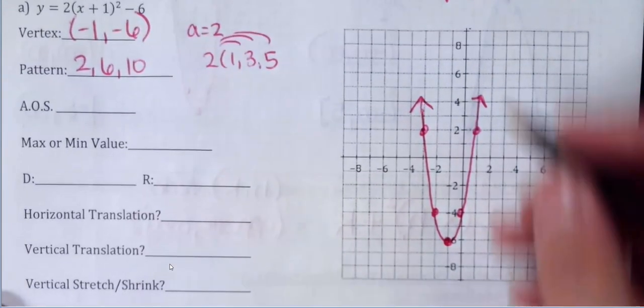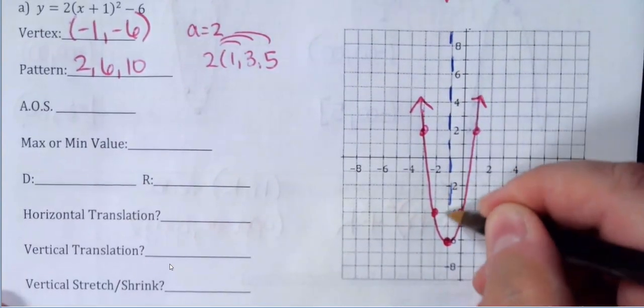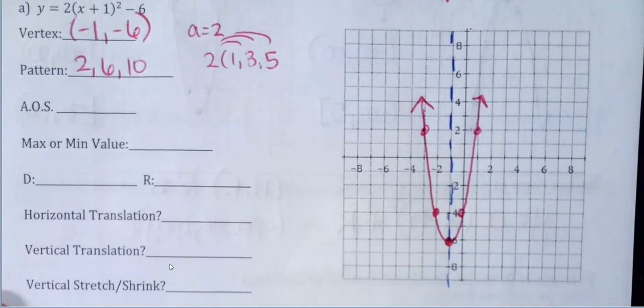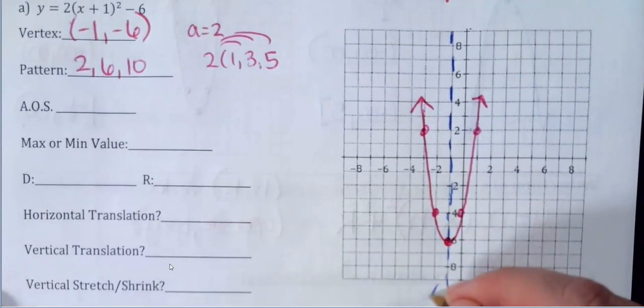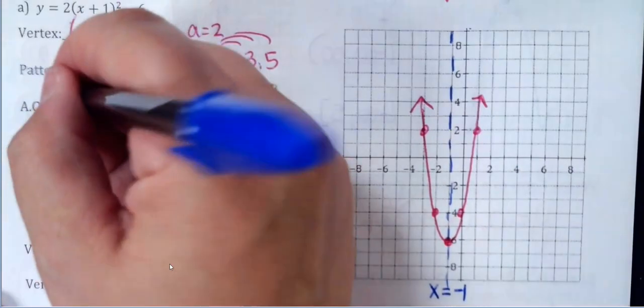Now, axis of symmetry, you don't have to draw it in, but I'm going to draw it in on my paper here real quick. So it goes right through the middle, has to go through the vertex. So it's a vertical line. It should just be x equals the x coordinate of the vertex. So for this graph, it's going to be x equals -1.